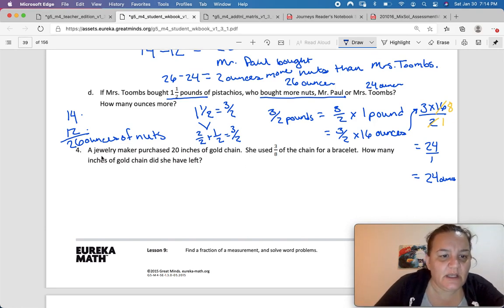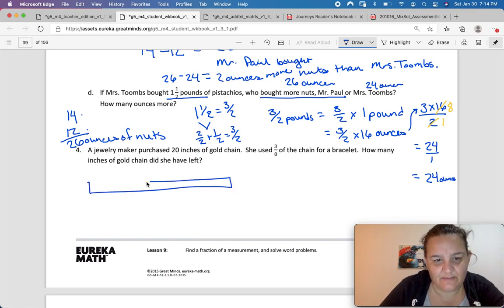Okay. A jewelry maker purchased 20 inches of gold chain. She used 3/8 of the chain for a bracelet. How many inches of gold chain did she have left? Okay. So let's use a tape diagram for this one. She bought 20 inches of gold chain. She used 3/8. So I'm going to divide into 8. 1, 2, 3, 4, 5, 6, 7, 8. How many inches of gold chain did she have left?